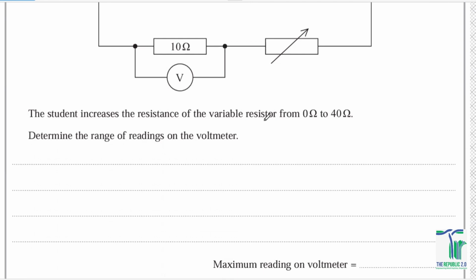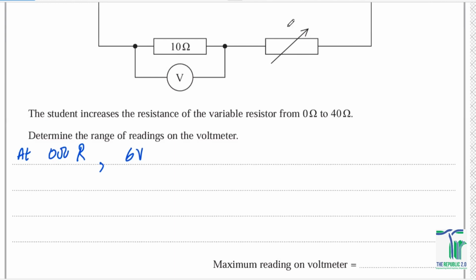So what we're going to do first, when the resistance of the variable resistor is 0 ohms, what does that mean? The voltmeter would show the whole of the total voltage. The total voltage is 6, so it is going to show 6 volts.